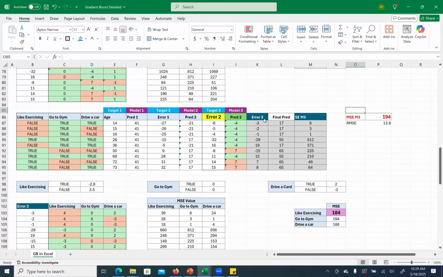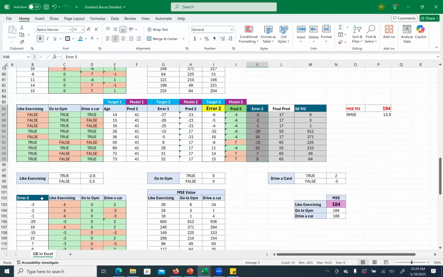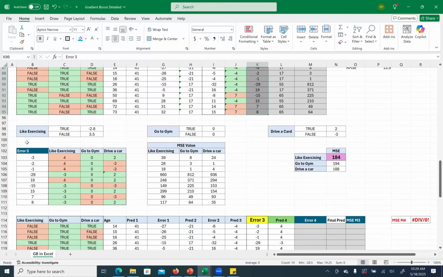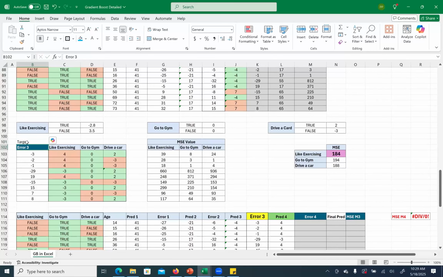What will happen? Error 3 will become your target variable. Right? This thing will become your target variable. And you can keep on doing it. Right? No one is stopping you that, okay, after 3 you should stop, after 5 you should stop. You can keep on doing it till we do not see any other improvement. So error 3 will become my target variable.